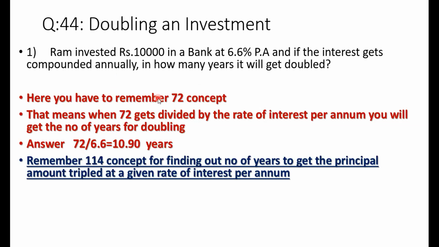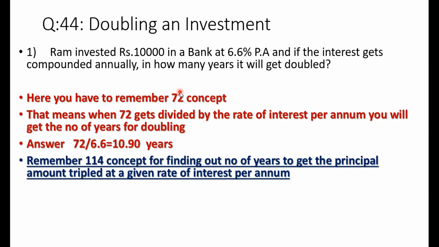Now calculators are being used. Now for using the thumb rule, compounded annually, how many years? You have to remember the 72 concept. Just 72 divided by 6.6, compounded annually only. This is the answer. Compounded half-yearly means it will be still less. Compounded quarterly means still less, but the formula will be different. You have to calculate in a different way.